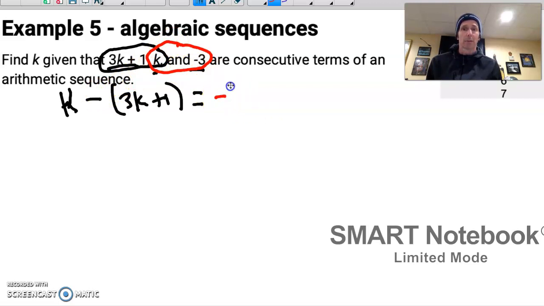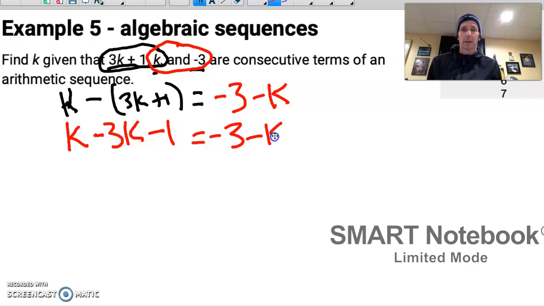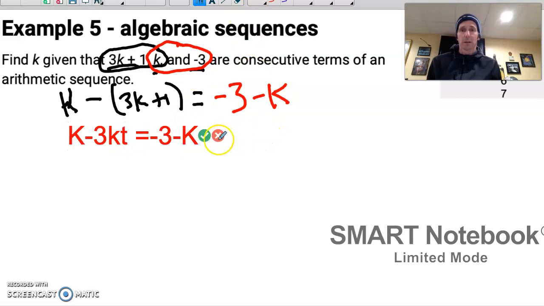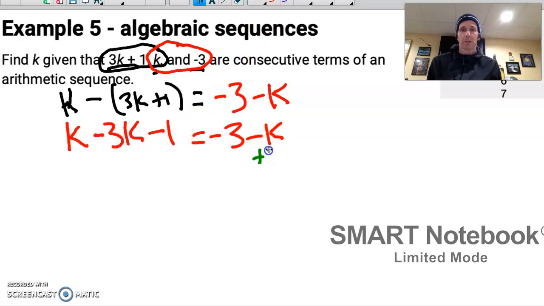So this would be negative 3 minus k, because this term comes after it, so then I subtract the term prior to it. Now I'm just going to do a quick distribute of that minus sign to both of these. And that's going to be your kind of trick with these, is taking care of that. Now I'm going to get all my like terms on the same side of the equation. So I'm going to bring this k right here over to this side.